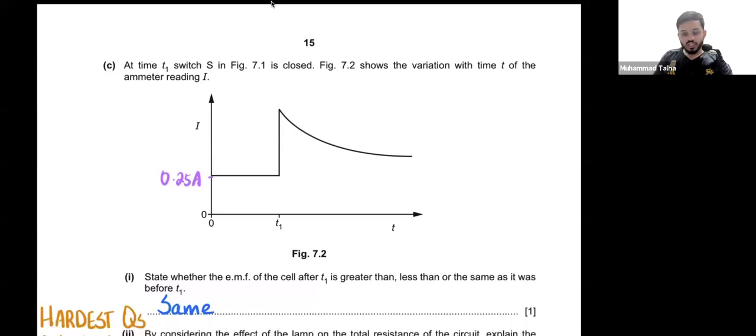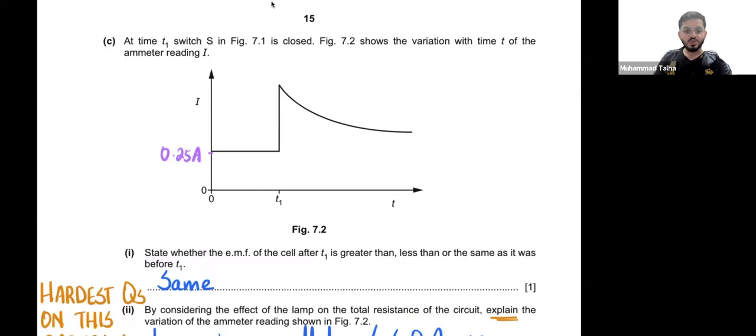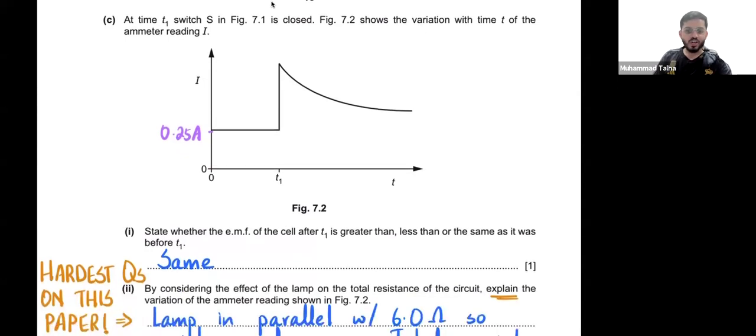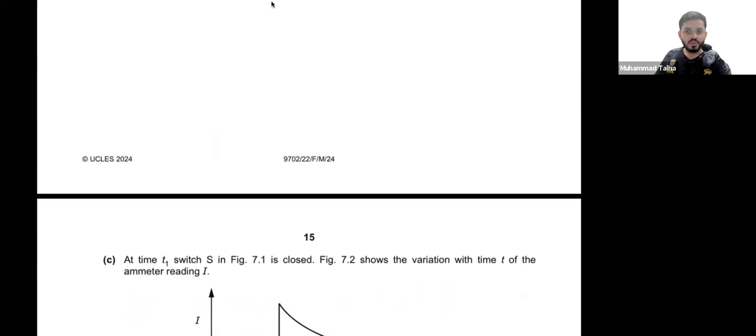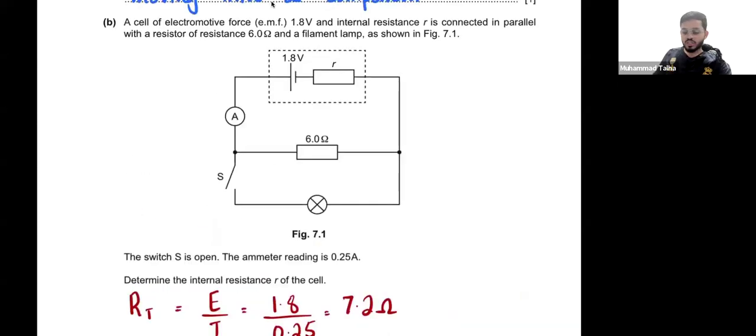The next question here is the hardest question on this entire paper. You guys know that I love to do this, just so that you have an idea of what to spend more time on when doing the paper as a whole. So this is the hardest question here. By considering the effect of the lamp on the total resistance of the circuit, explain the variation of the ammeter reading shown in 7.2. So let's go back to the circuit.